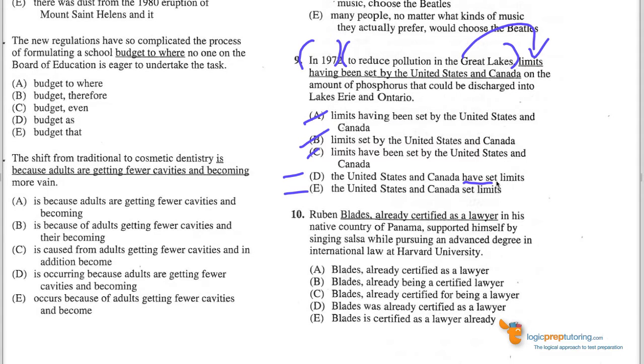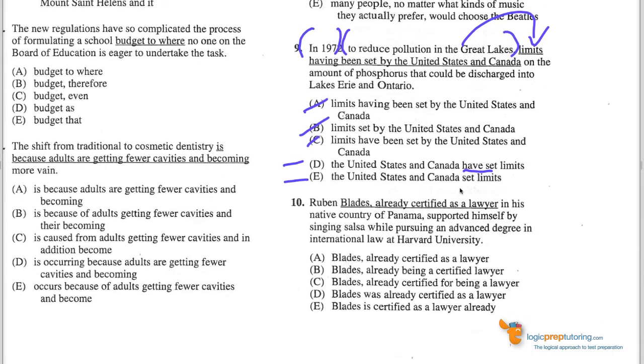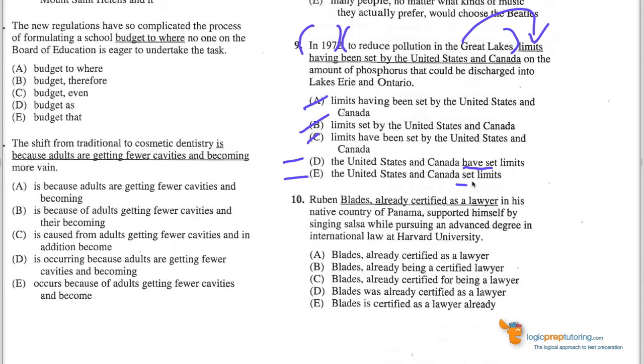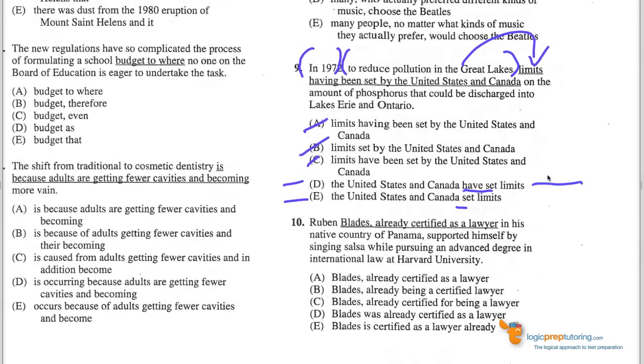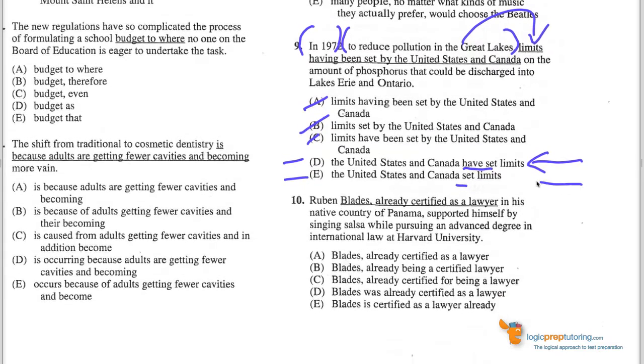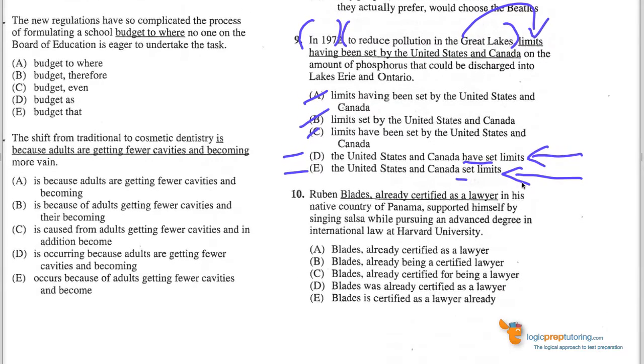Let's look at E. In 1972, to reduce pollution in the Great Lakes, the United States and Canada set limits on the amount of phosphorus that could be discharged into Lakes Erie and Ontario. That sounds fine to me too. Alright, how are we going to pick between D and E? They both are grammatically, it seems, correct. The only difference is the tense of the verb, right? This is have set, and this is set.